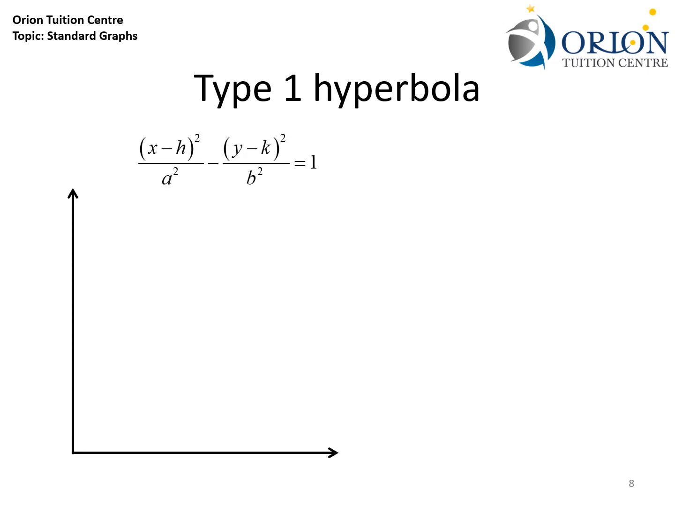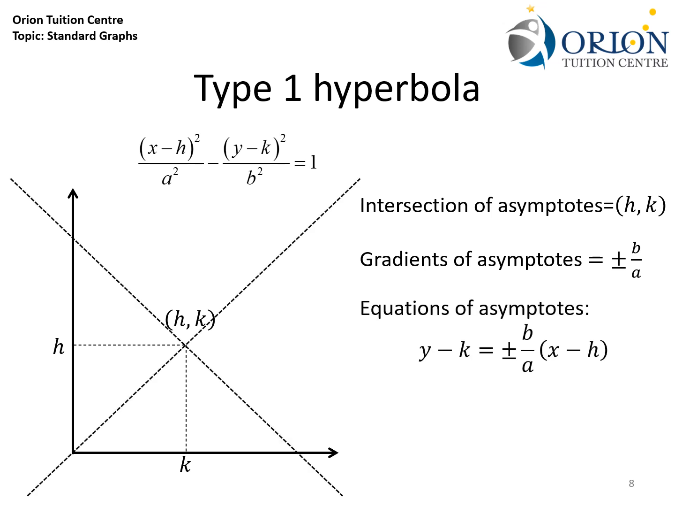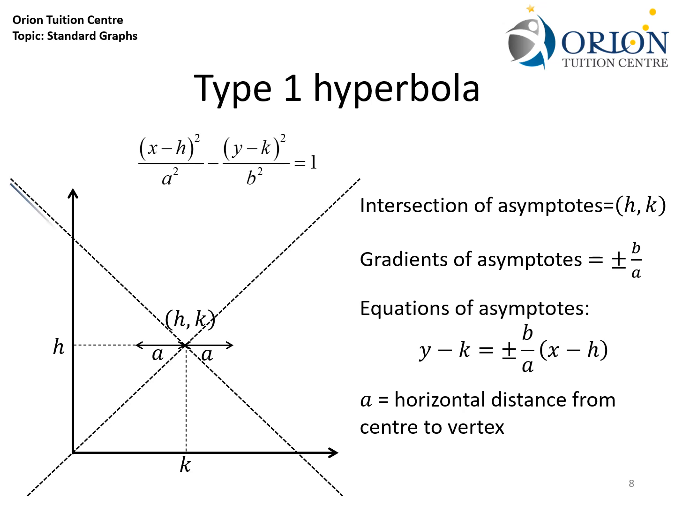For type 1 hyperbolas, the information that we can obtain from the equations are: number 1, the intersection of the 2 asymptotes is at the point (h, k). You can consider this as the center of the graph. Number 2, the gradients of the asymptotes are plus minus b over a. And with these 2 pieces of information, we can determine the equations of the asymptotes using this equation. Number 3, the denominator a is the horizontal distance from the center of the graph to the vertex of the graph. With this information given, it is sufficient for us to sketch the shape of type 1 hyperbola.